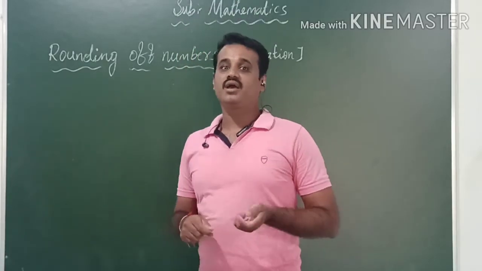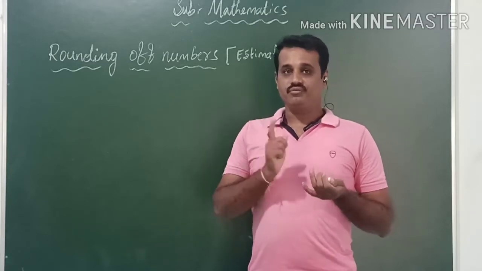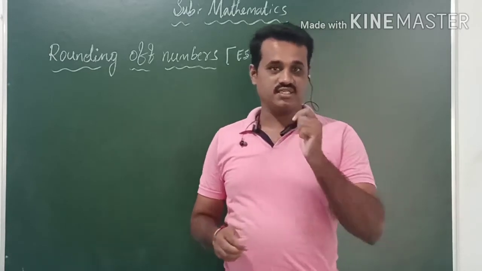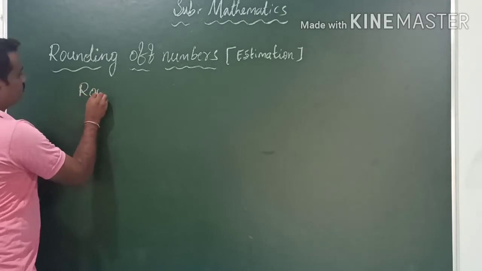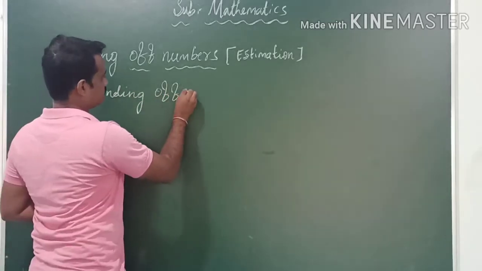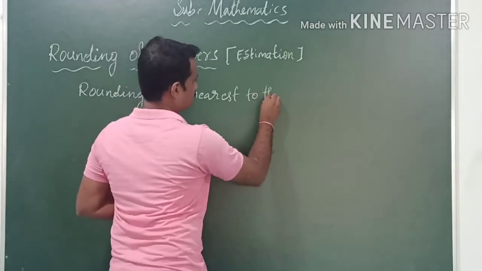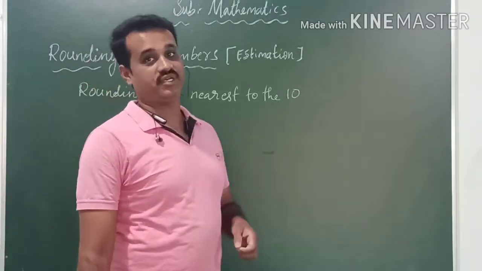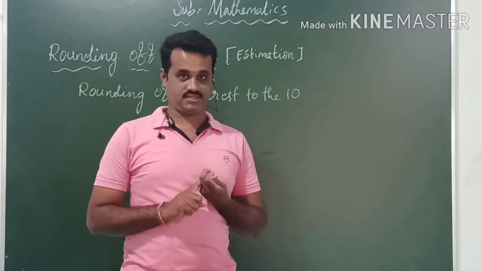So, how to round off the numbers? First one, we are going to round off the numbers nearest to the 10. Let us see the first one. Rounding off nearest to the 10. When you round off the nearest to the 10, you have to see the place value of ones and tens.